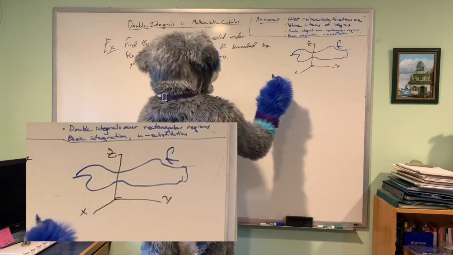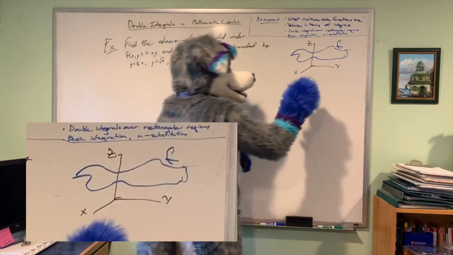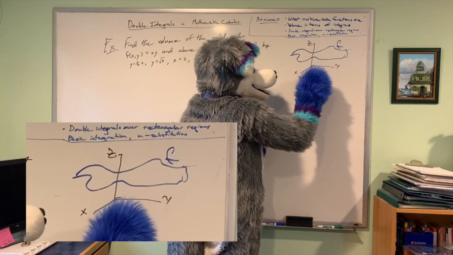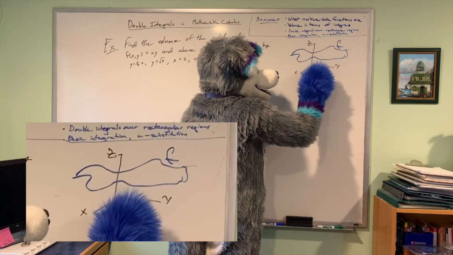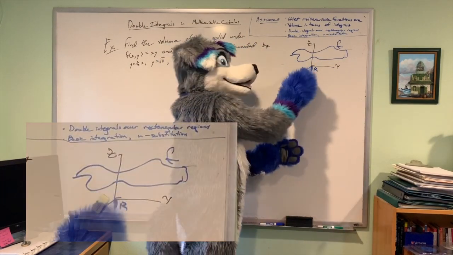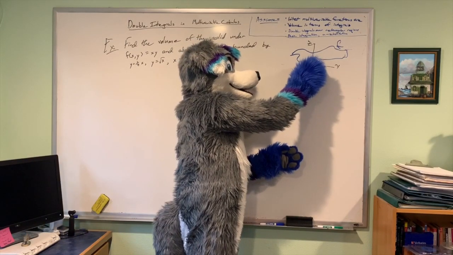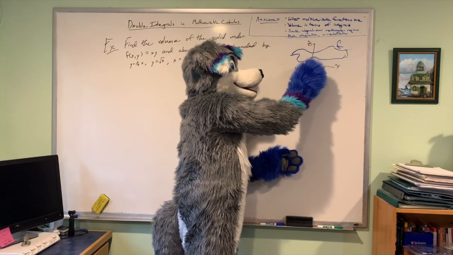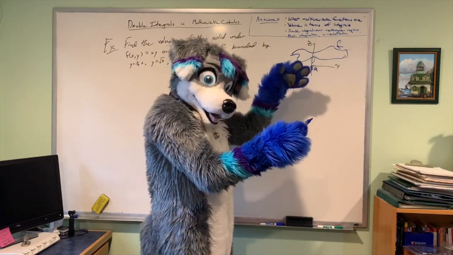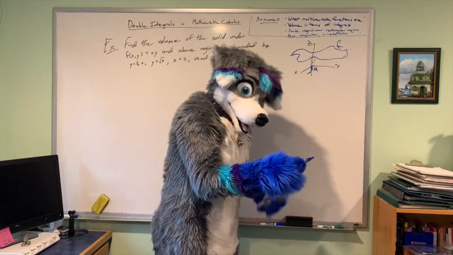And then in the XY plane, you've got this region, which will look something like this. So this is the region R. And then you can imagine, you're looking for the volume above this region R, a kind of cylindrical looking thing, and you're looking for the volume of that.